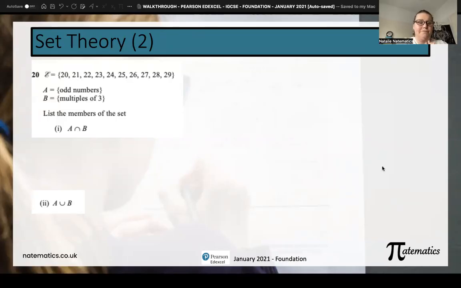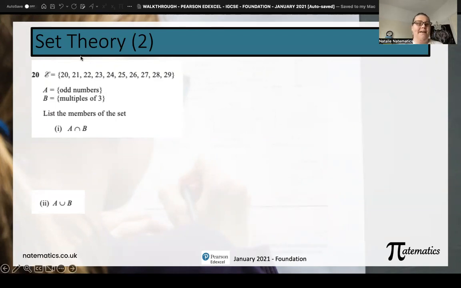Hello, this is a question from an IGCSE paper from January 2021, and it is foundation level. This is one of those questions that is all about set theory. Quite often we see accompanying Venn diagrams, and sometimes when the numbers and the questions are in this kind of format, unless you've been taught what it means, it looks a bit confusing. So here we go. This is the explanation for you.